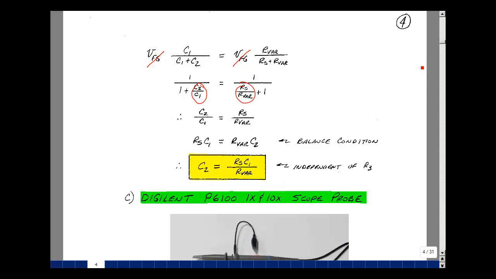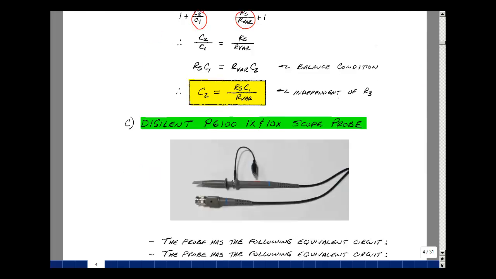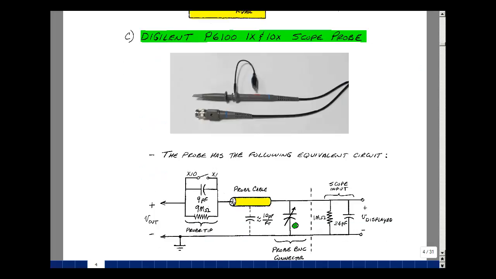Now this type of idea is actually used in a scope probe. Here's a photograph of the probe that we're going to be using in lab. It's a Digilent P6100. It's called a ×1 ×10 probe. It has the following equivalent circuit. In the tip of the probe, there's a capacitor of about 9 picofarads in parallel with a resistance of 9 megohms. There's also a switch where you can short this out. Talk about that in just a second.